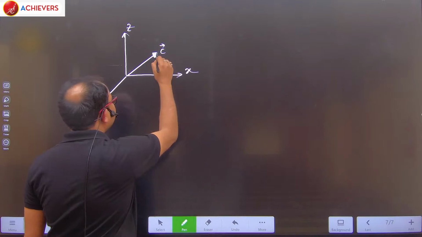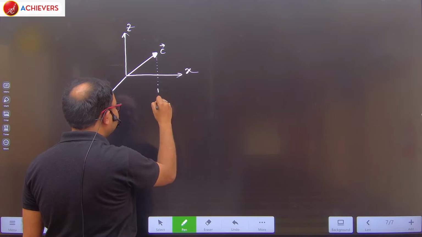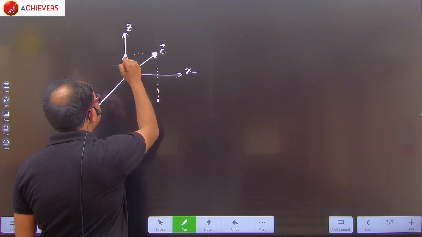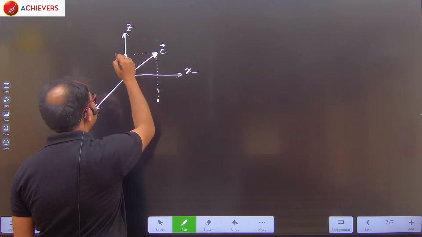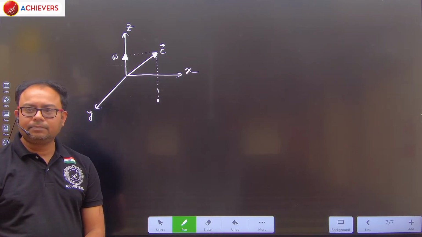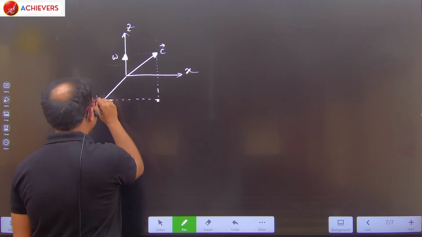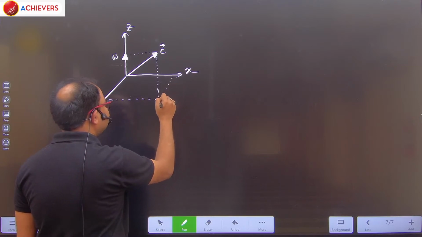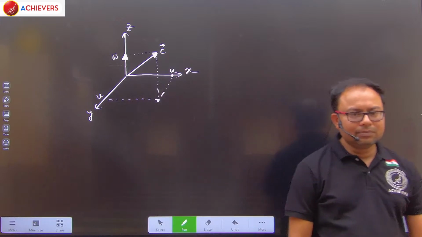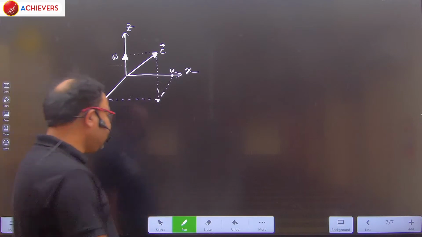So if you drop the components, one on the xy plane and another on the z-axis, then this is the component along the z-axis, this is w. This is the component along the y-axis, this is v, and this is the component along the x-axis, this is u. This is the simple way of splitting the components. We all know these things.